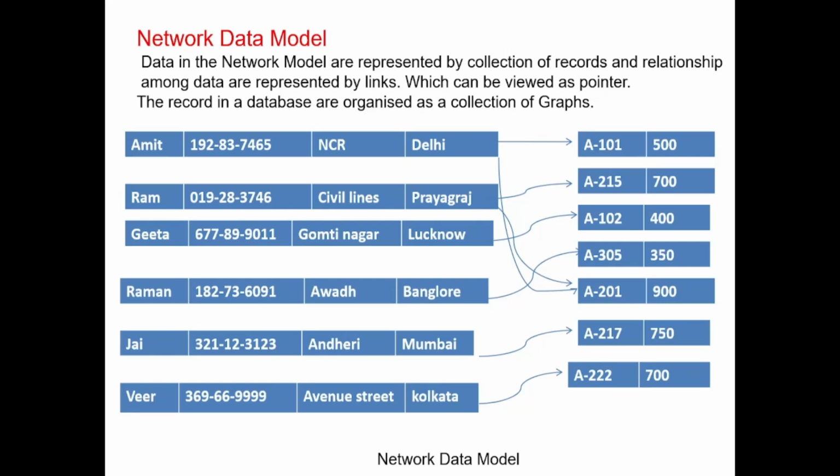The next data model is called the network data model. Data in the network model is represented by a collection of records, and relationships among the data are represented by links, which can be viewed as pointers. Records in a database are organized as a collection of graphs. As shown on your screen, we have plenty of records of the customer table, and plenty of records of the account table, and these records are linked with the help of pointers as shown in your table.